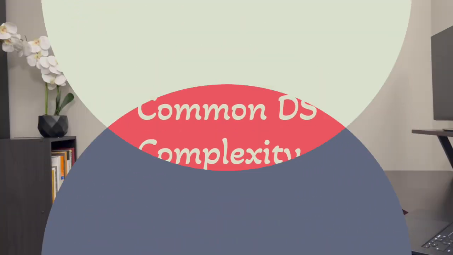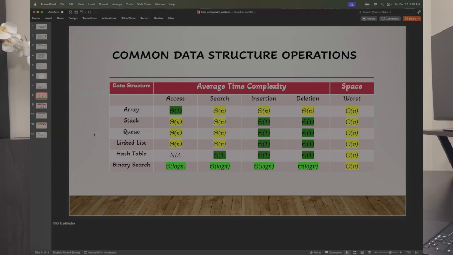Let's talk about some common data structure time complexities. So as you can see on the chart, for the case of array, stack, queue, linked list, hash table, and binary search, we have different average case time complexities and also the worst case for space complexities. So what it means for the case of array, it's theta 1. So it usually takes constant time to access an element from an array.